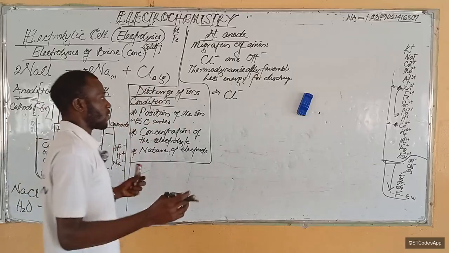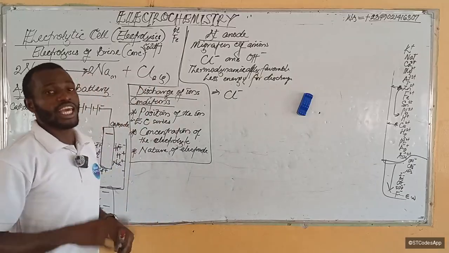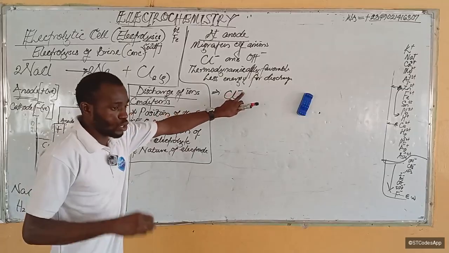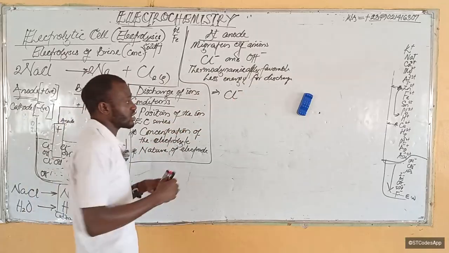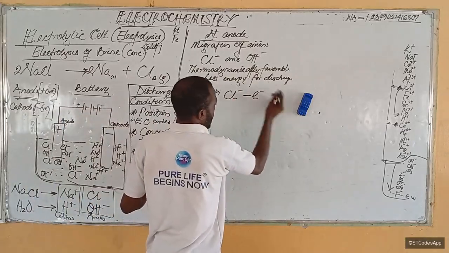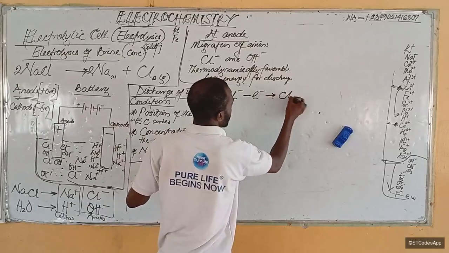How does it get discharged? This ion that is negative, will it lose electron or gain electron? It's the positive one that gains electron, so this one loses electron. So this first Cl minus will lose 1 electron and become Cl.